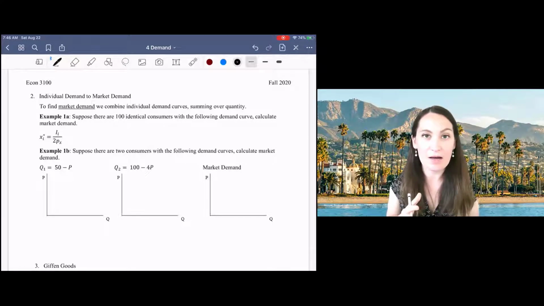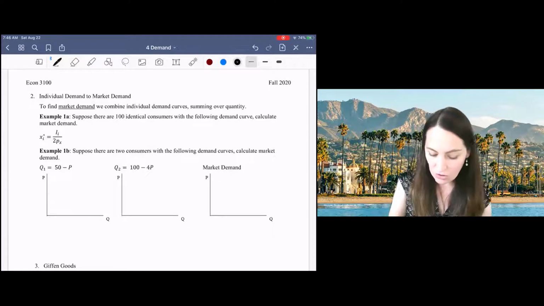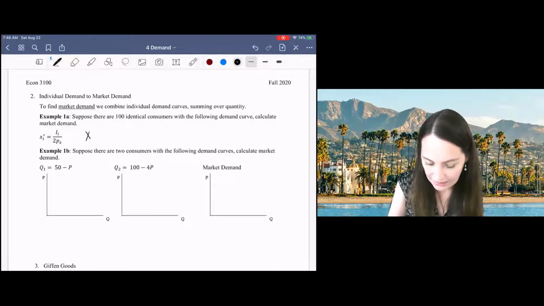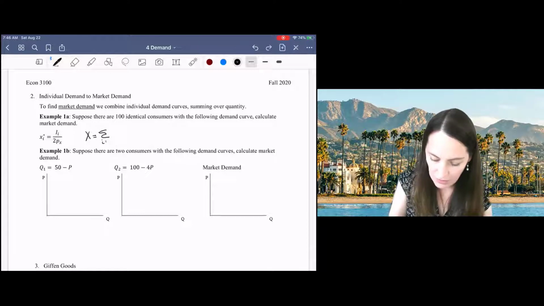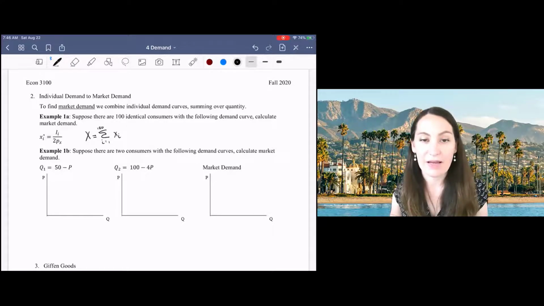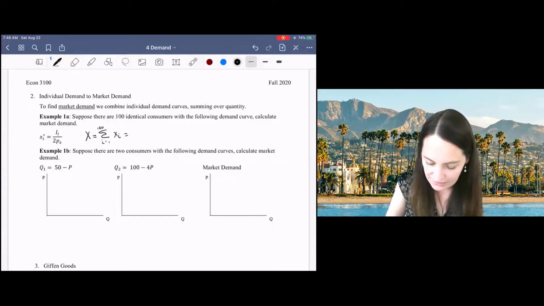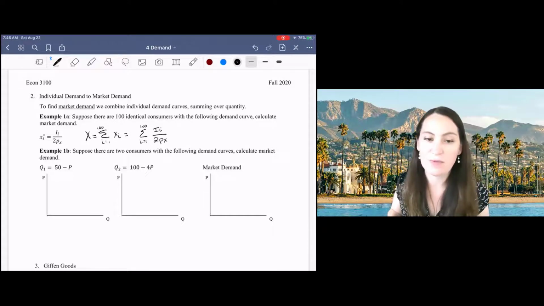Everybody has the same income, the same preferences, and all I want to do is add up demand for any given price. So what I need to do to find my big X, my market demand equation, is to sum from I equals 1 to 100 my individual demand equations. And of course, that's going to be equal to I income, individual income, over 2 times PX.